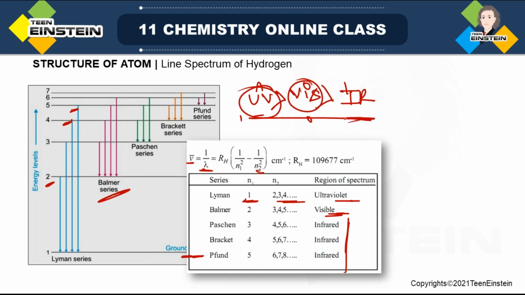Okay, so you can get a question regarding this, as if a series is mentioned, then it falls under which region of spectrum: UV, visible, or IR.